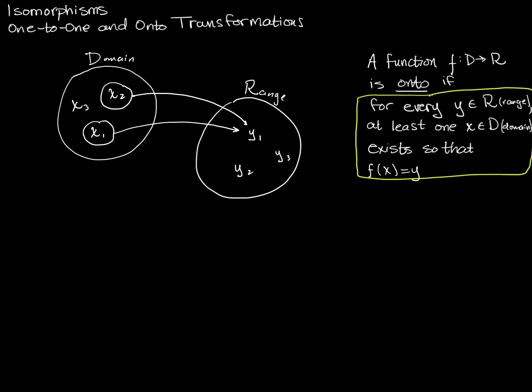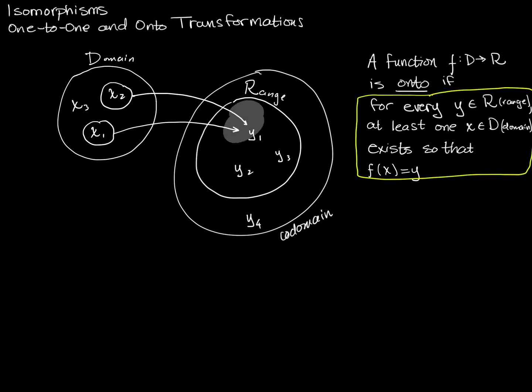I also want to make sure that we understand that we're coming from the range, not the codomain. Remember that the codomain is the superset. The range is the list of all the possible actual outputs of plugging things into this function. So there are things out here, for example, that I don't have to worry about. But within this circle here, if there's anything that doesn't map back to some x value, then this is not onto.